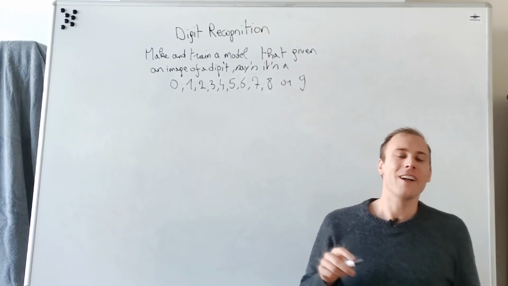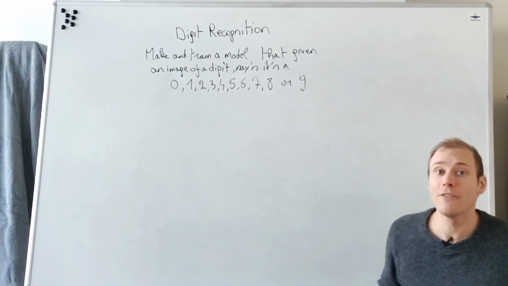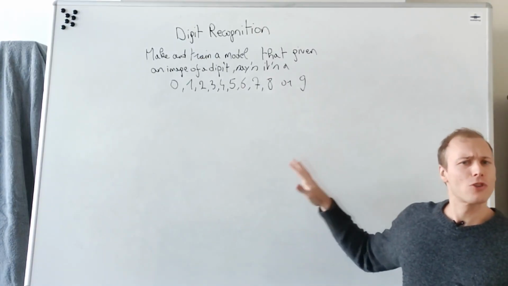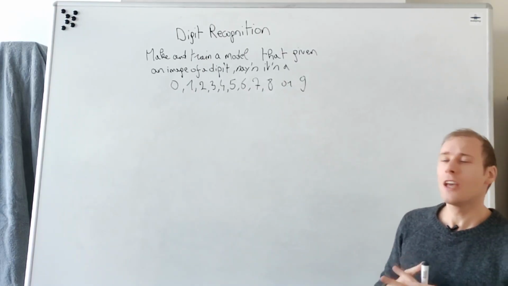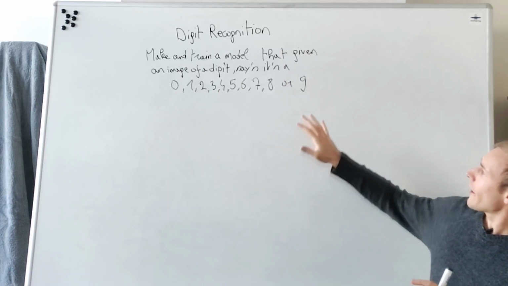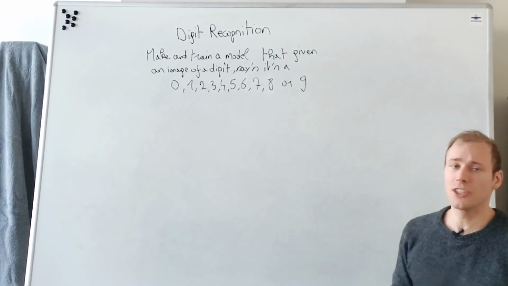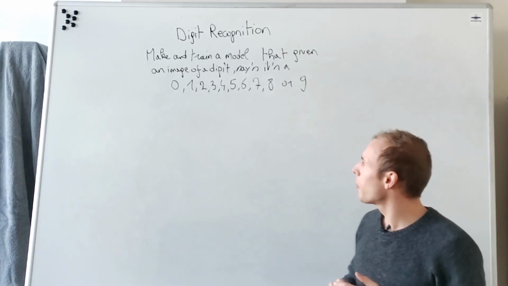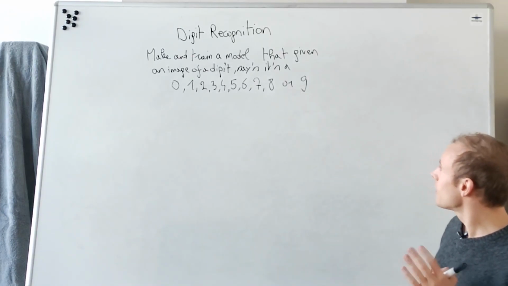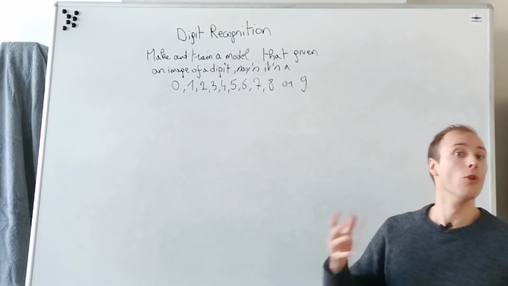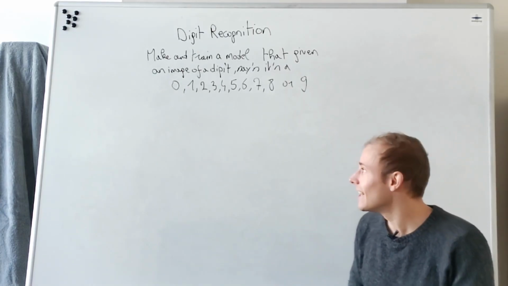Hi everyone, and welcome back to the final videos of our short series about mathematics behind AI. We're going to make our own model, a model for digit recognition. So what do we want to do? We want to make and train a model that, given an image of a digit, says it's a 0, 1, all the way until a 9.